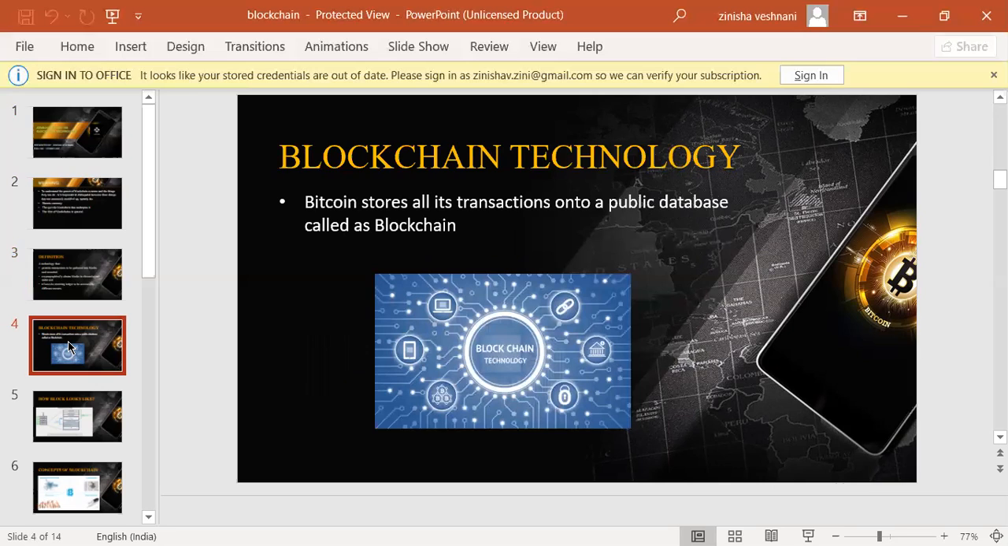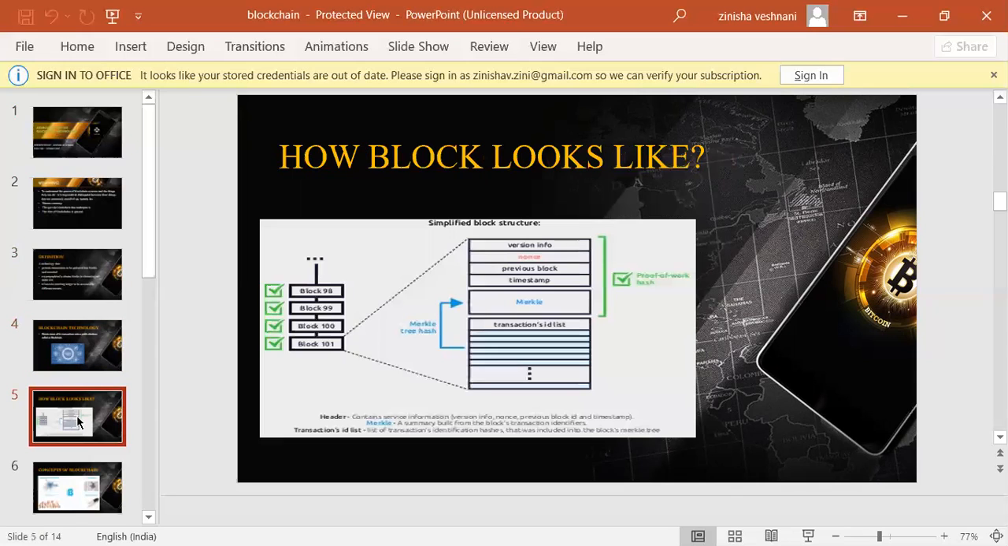Blockchain technology stores all its transactions onto a public database. Blockchain technology uses bitcoins, and bitcoin stores all transactions onto a public database called the blockchain. So blockchain is nothing but chaining of transactions with one another. We will see this in further slides. Moving further, we will discuss how a block looks.